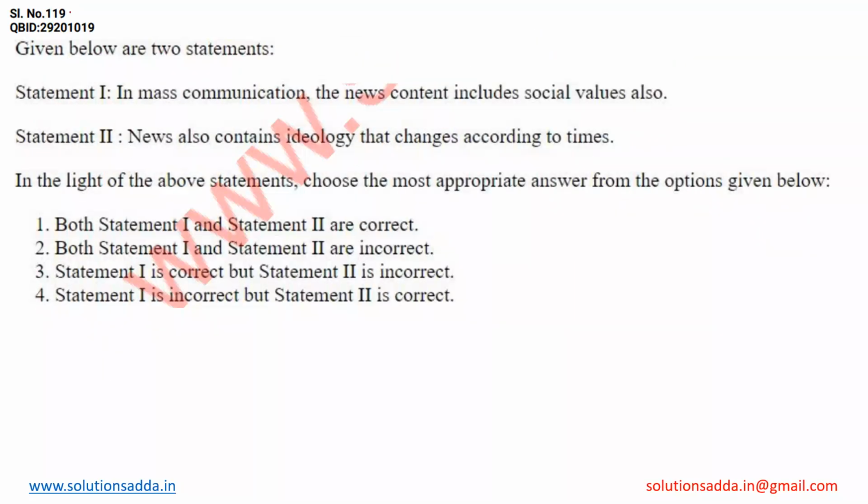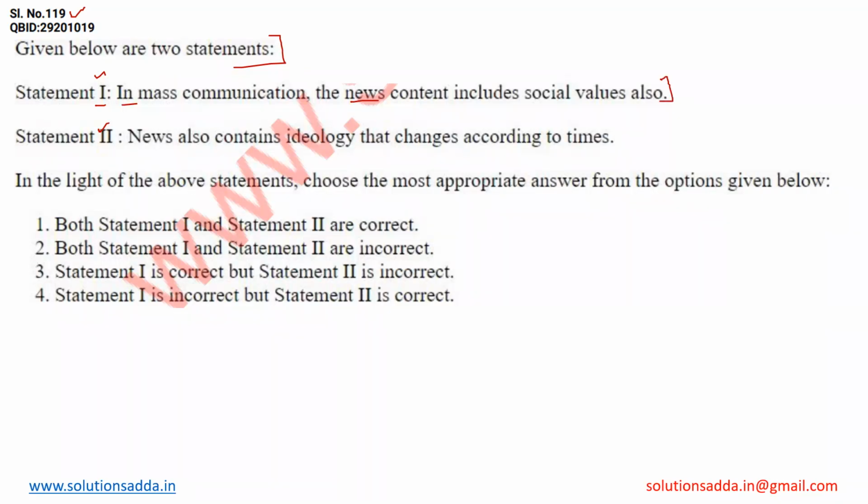Hello everyone, this is question number 19. Given below are two statements, statement 1 and statement 2, and we need to identify whether both statements are correct or incorrect, or one is correct and the other is incorrect, or vice versa. Statement 1 says that in mass communication, the news content includes social values also.